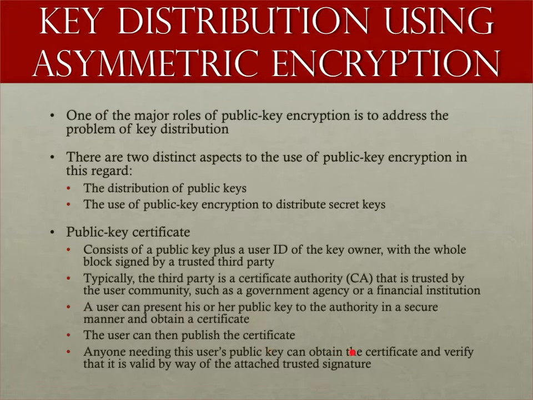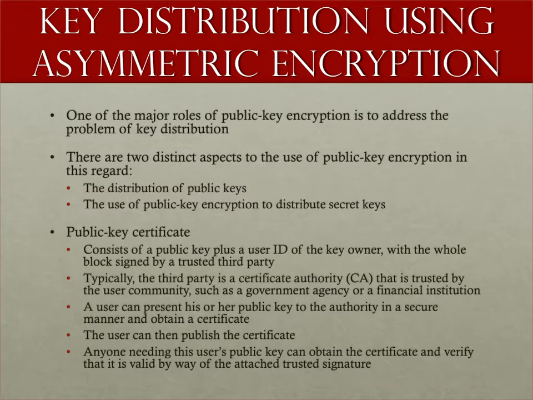So anyone needing this user's public key can now obtain that certificate and verify that this is valid. We don't verify the identity of the person, we verify the identity of the certificate authority. So we have to authenticate the certificate authority in order to trust that this is a public key for Alice or this is a public key for Bob. We don't authenticate Alice or Bob because at the end of the day, we don't even trust them, but we trust the certificate authority. Once we trust the certificate authority, we can accept the public key that is coming from them. So we'll see now how it's done.